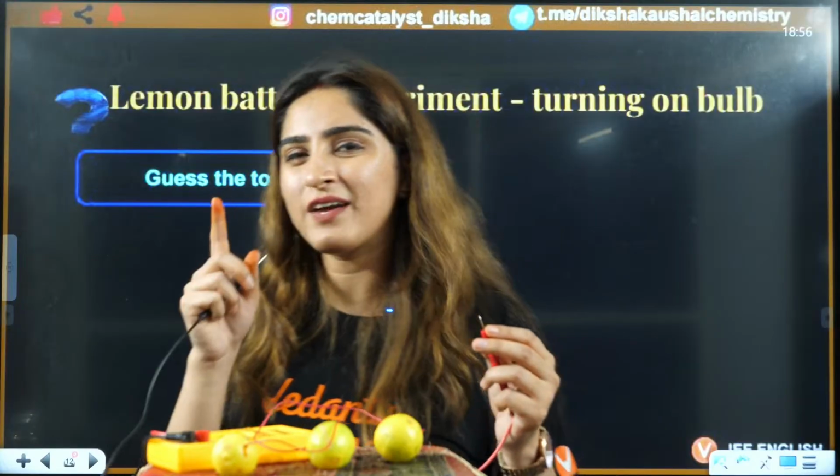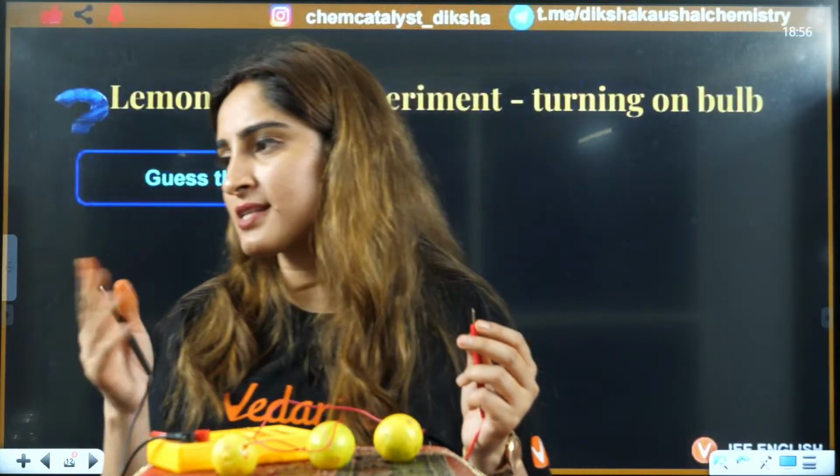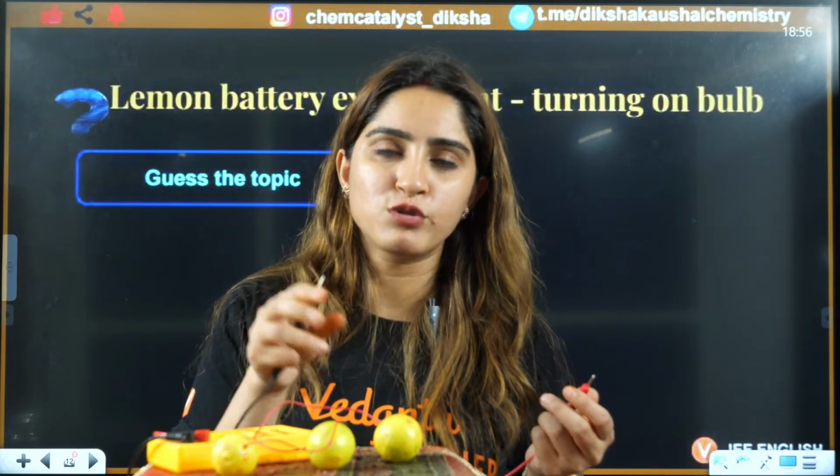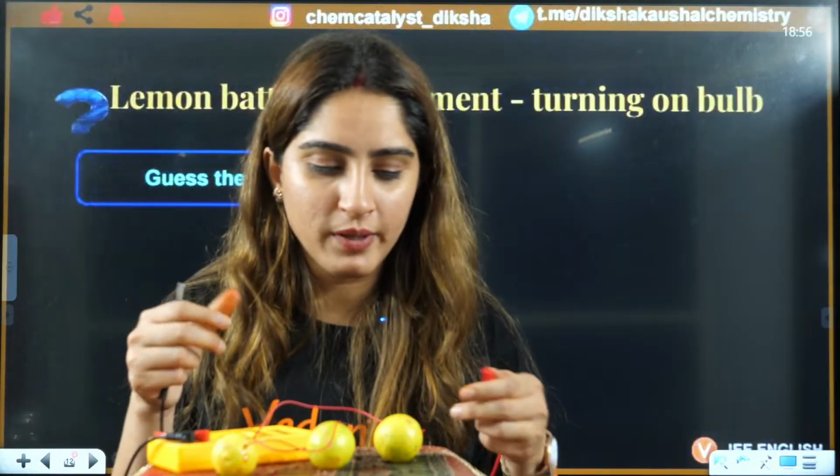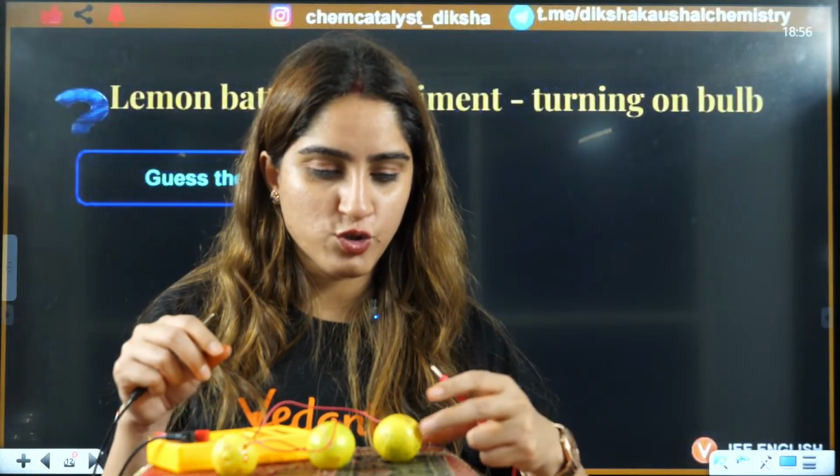Okay. Otherwise, one lemon was giving 0.46. I think now the lemon is old. It has been outside and it's so hot here. That's why the juice is not there maybe, right? The electrolyte is not that strong, right?